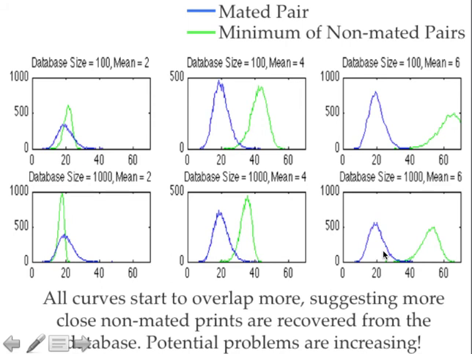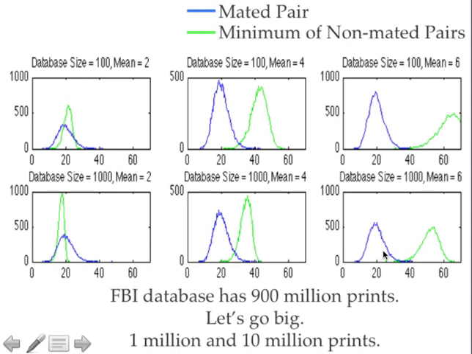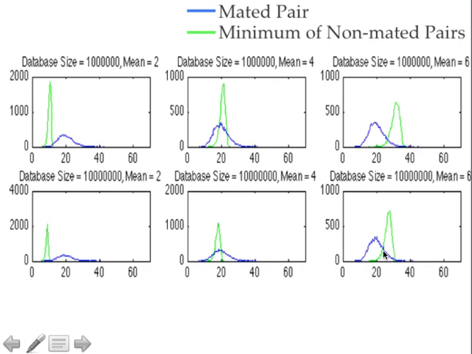Well, this is a pretty modest size of AFIS systems here. The FBI database has 900 million prints, so let's go big. Let's go for 1 million and 10 million prints. Well, now we can see that there's a lot of overlap between the two different distributions, and in fact, for our weak AFIS searcher here, the minimum of the non-mated pairs is much, much smaller than the mated pairs, suggesting that the first 3 or 4 screens of an AFIS search may be dominated by non-mated pairs, and an examiner may not get to the mated pair if it's in the database.